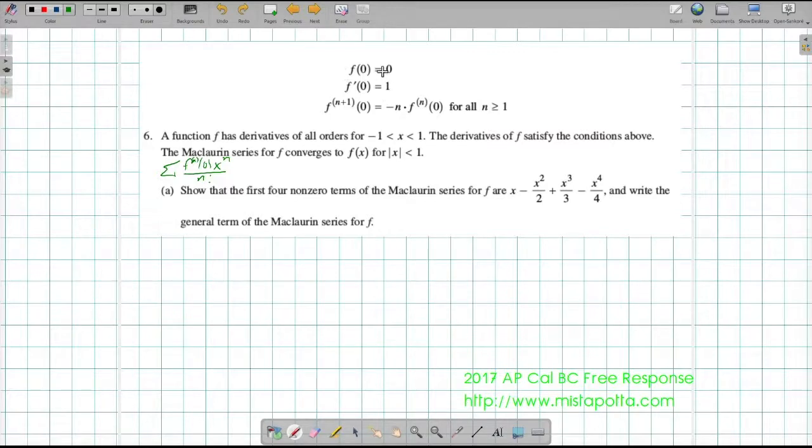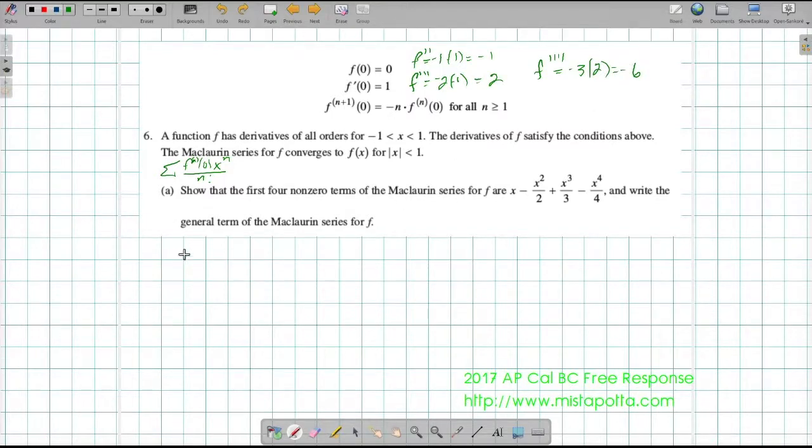They've told us that f of 0 is 0, f prime of 0 is 1. So if I want to find f double prime, that means that n is 1 for my purposes. And so it's going to be -1 times my previous number, which is -1. If I want to find the third derivative, here n is 2, so it's going to be -2 times my previous answer, -1, which is a +2. And if I want to find the fourth derivative, n is 3, so this is going to be -3 times my previous answer, which is negative 6.